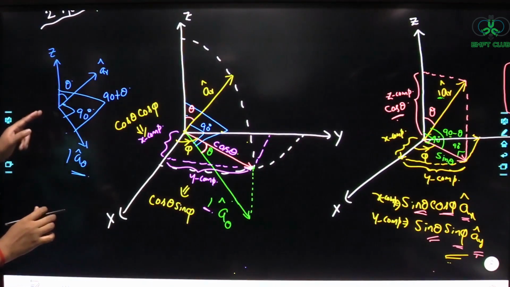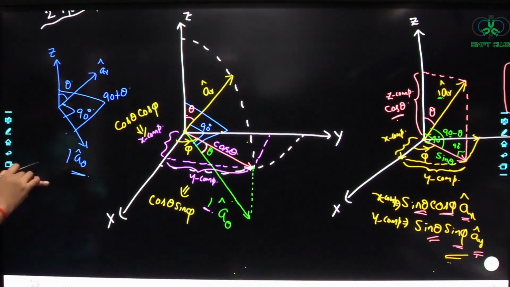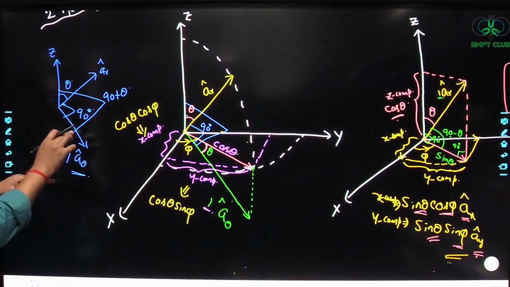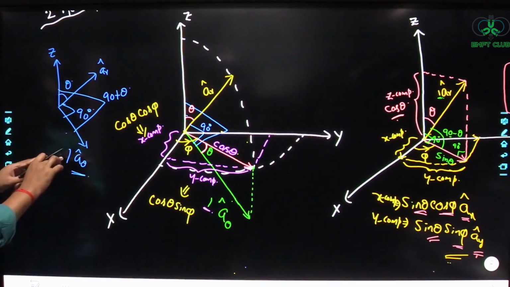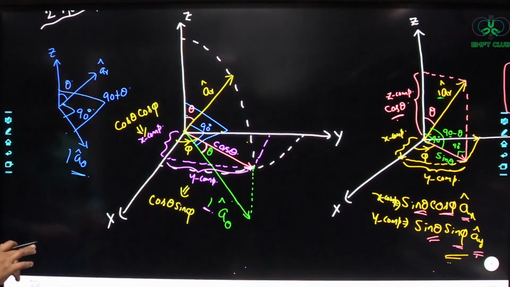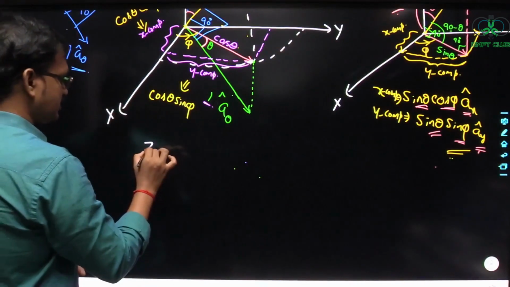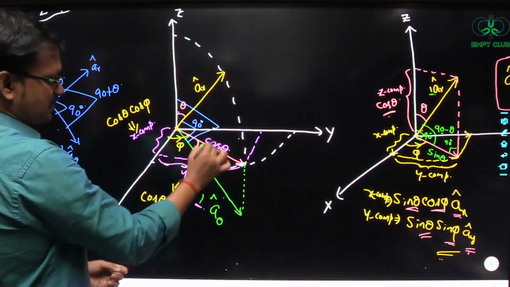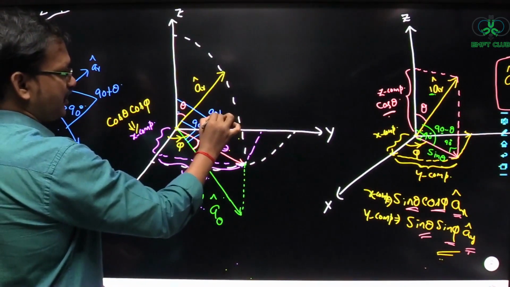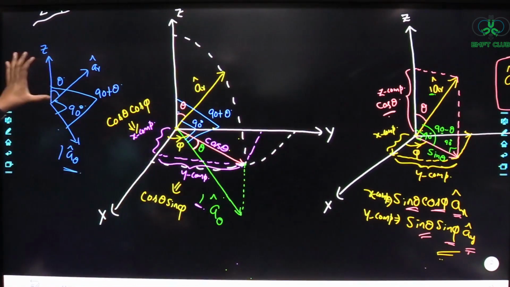So the angle between a theta cap and the z axis is 90 plus theta, which means the component of a theta cap along the z direction is 1 into cos of 90 plus theta. That is the z component of a theta cap. The angle between the z axis and a theta cap is 90 plus theta. Here it may look confusing, so you can consider this figure, right?